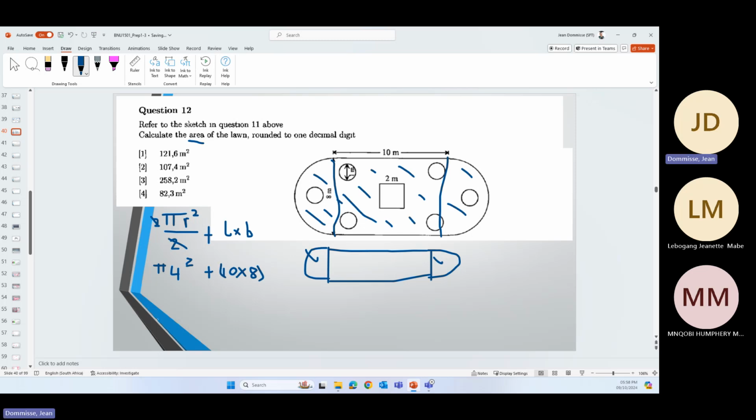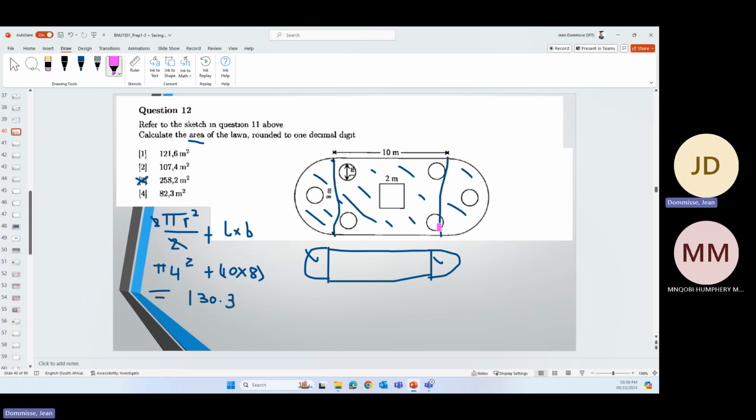So for our full lawn, before we've taken out anything, it is pi times 4 times 4, which is 50.27, plus 10 times 8, which is 80. So if we just look at the full lawn, it is 130.27, or if we round it off, 130.3. Okay, so that's the bigger lawn. So now we can already see, okay, 258 is going to be too big. 82 might, 107 might, 101 or 121 might. Okay, so now we have that full area.